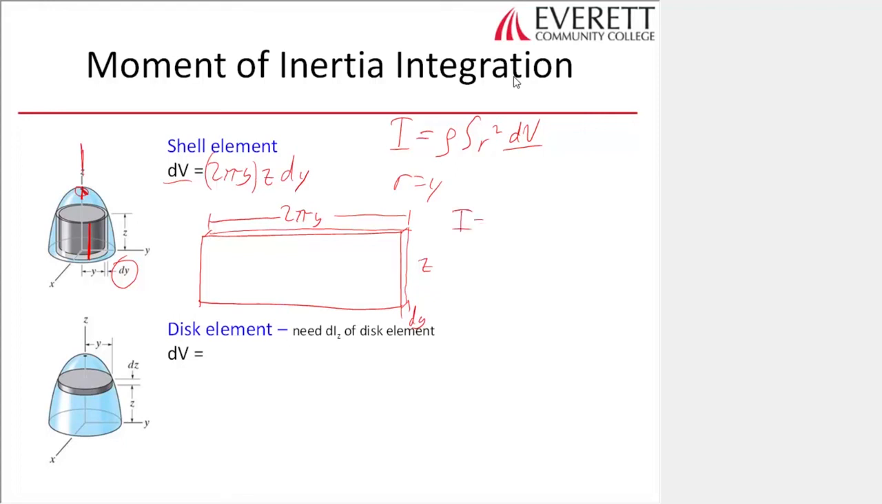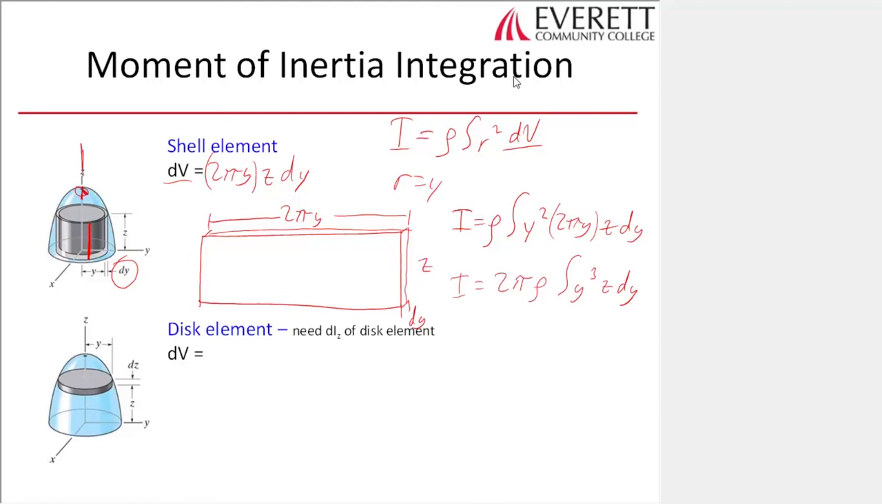I is going to be equal to density times the integral of r squared, which is y squared, times dV, which is 2 pi y z dy. And I end up with I is equal to 2 pi, which is constant, so I can take that out: 2 pi rho times the integral of y cubed z dy. Okay, I need to integrate this with respect to y. That's going to be really easy for the y, not so easy for the z.